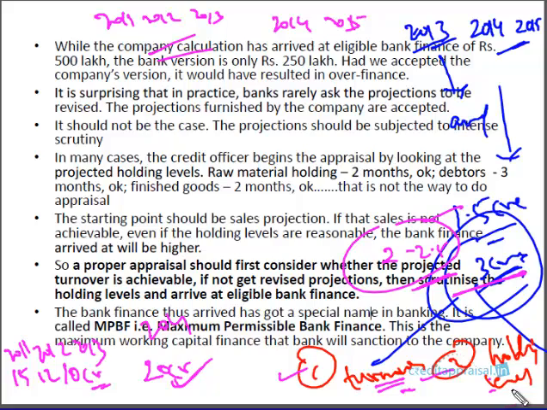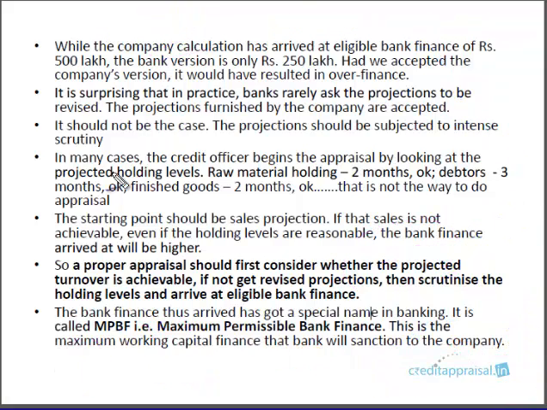Now you question them. Is the turnover achievable? Are the assumed holding levels reasonable? Right? Then only you'll be doing a proper appraisal, right? So the starting point is always the sales projection. That is the number 1 point. Always the starting point is sales.